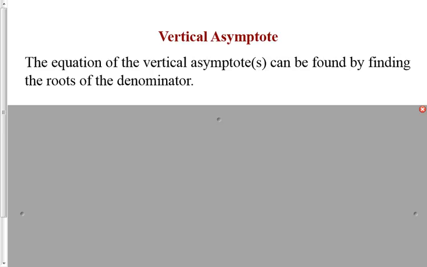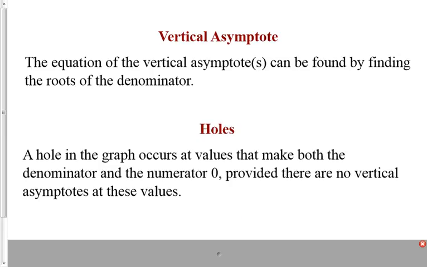Vertical asymptotes. The equation of the vertical asymptotes can be found by finding the roots of the denominator. Holes. A hole in the graph occurs at values that make both the denominator and the numerator 0, provided there are no vertical asymptotes at these values.